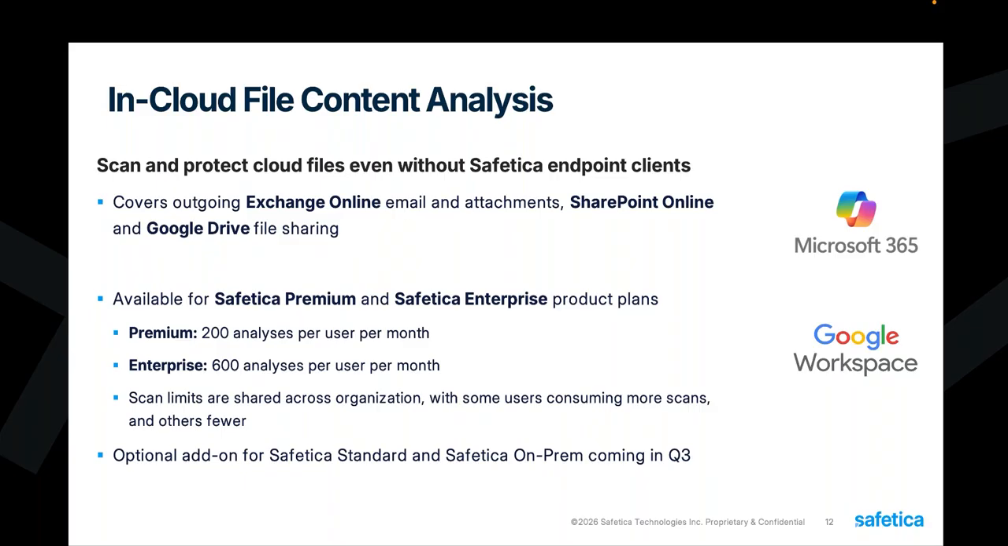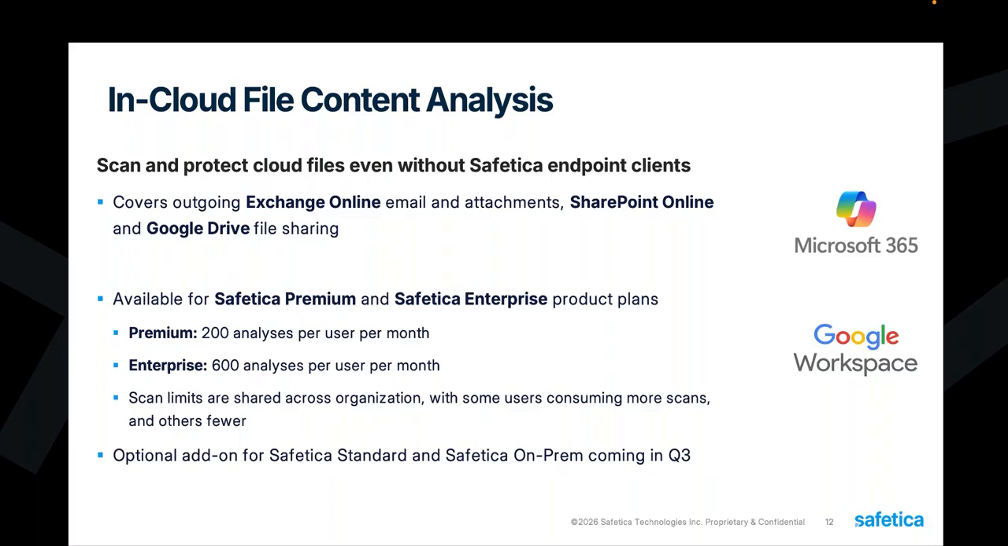What we are also planning is to introduce this to additional product plans. Currently, this is only available for Premium and Enterprise customers, but we are working on an optional add-on that could be purchased by Safetica Standard and Safetica On-Prem customers. We are still working on that to make it available and robust for these product plans. So this is something coming throughout Q3. But stay tuned. There are also additional file content analysis plans that should be made available later, but we'll talk about them in additional webinars towards the end of the year.